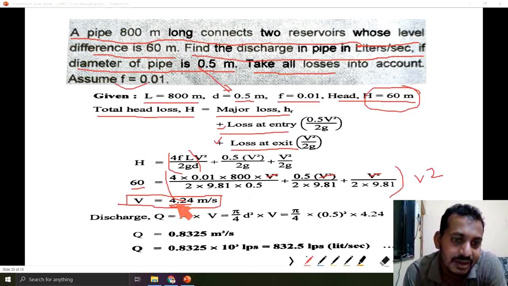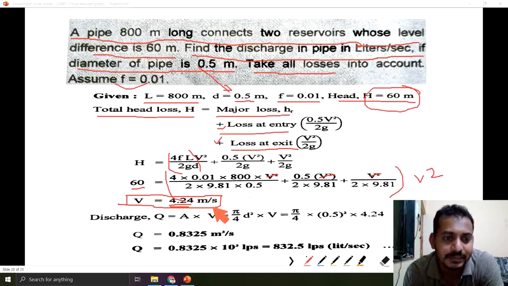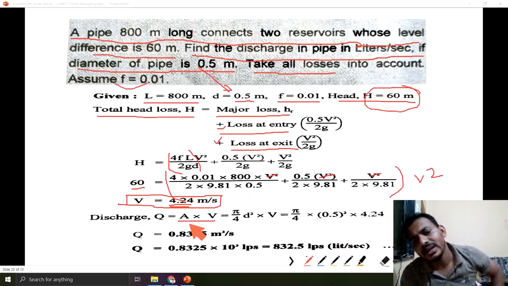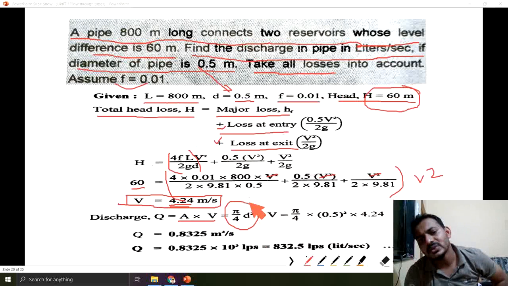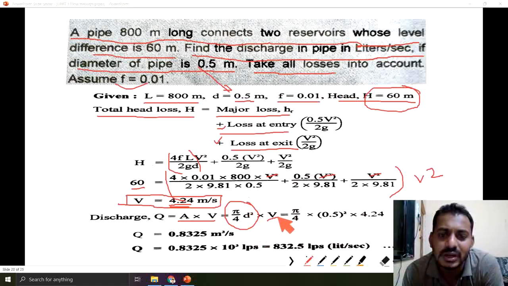So the answer should come as 4.24 meter per second. Now it is asked to find out the discharge in liter per second. So first we will calculate the discharge in SI unit. How to calculate the discharge? Discharge is the multiplication of area into velocity. The area formula is known, pi by 4 into d square, into the velocity we have found out. So pi by 4 into d square, where d is the diameter, multiplied by the velocity, you will get the discharge. This is the answer, but not the final answer, because it is asked in a non-SI unit.